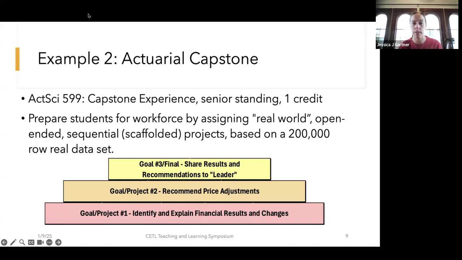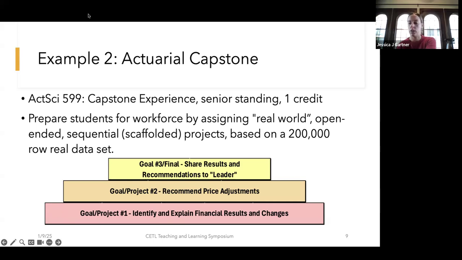Students, in order to be in this class, have to be senior standing, and it's only 1 credit. So we have to keep that in mind. I can't assign loads and loads of work for this particular class just because of how many hours per week we meet and how much we would expect students to do outside of class. But with that said, we really want to push our students to be prepared for the workforce after leaving our program. And so we wanted to use this course to assign a real world project.